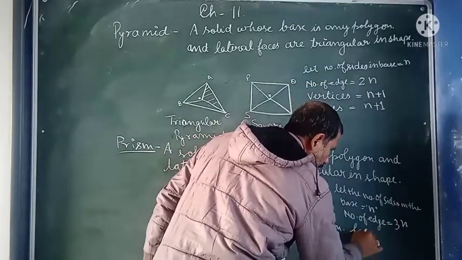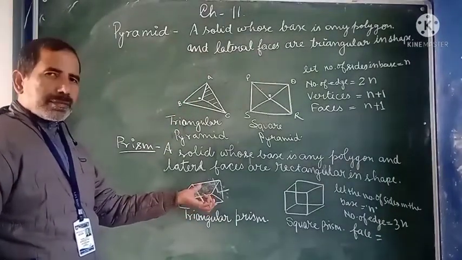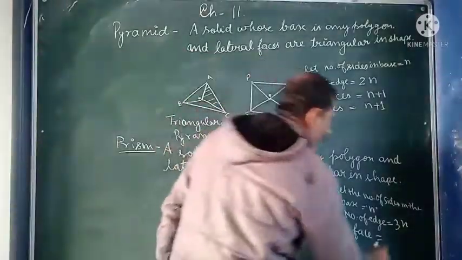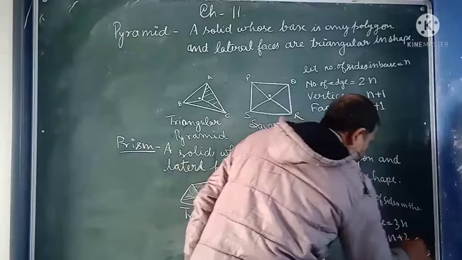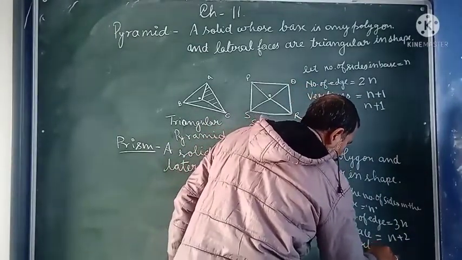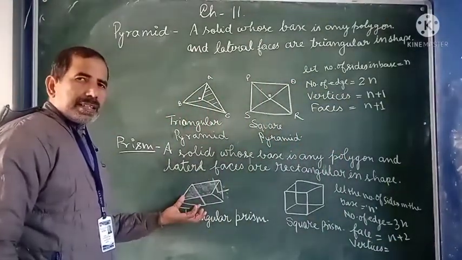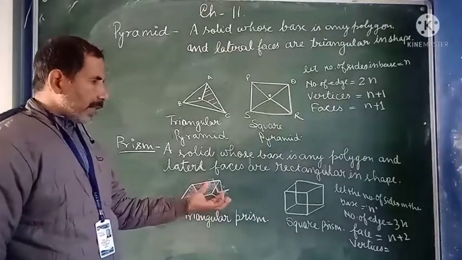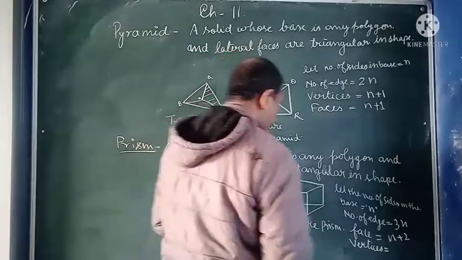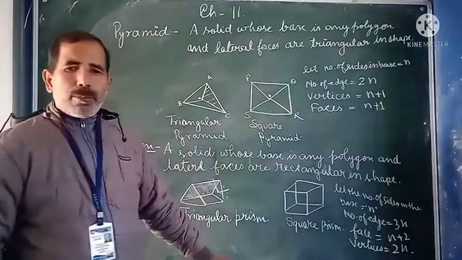Then faces. The same way, if there are 3 sides, then 3 lateral faces will be there and 2 bases. 3 plus 2, 5. So the formula I will get here is n plus 2. And vertices. If 3 sides are there in the base, there will be 6 vertices. 4 sides are there, then 8 vertices. So it will be double. So you will find it by 2n. I hope all of you understood it.